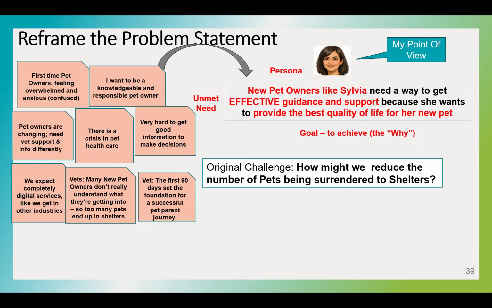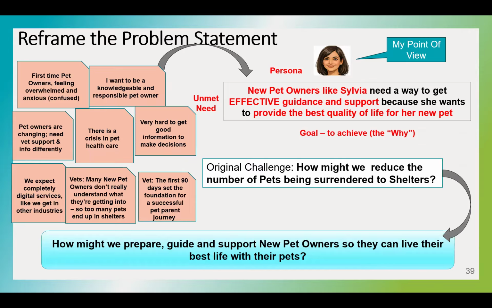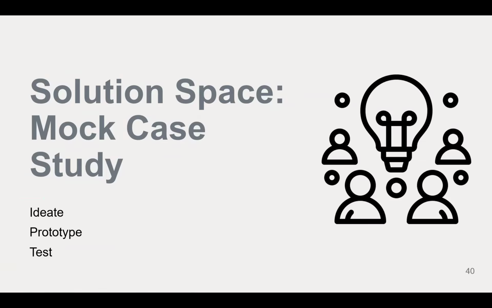So the original challenge was, how might we reduce the number of pets being surrendered to shelters? To how might we prepare, guide, and support new pet owners so they can live their best life with their pets? So now we enter the solution space. Now we're going to talk about solutions, right? And so we're going to ideate, prototype, and test.